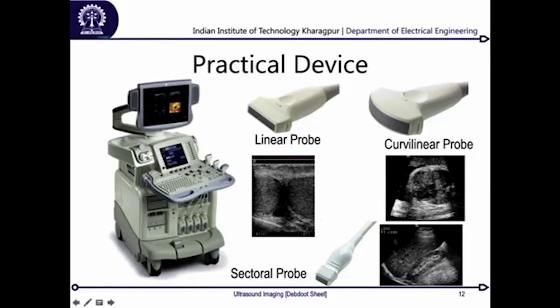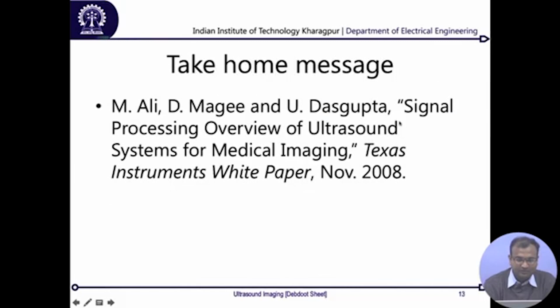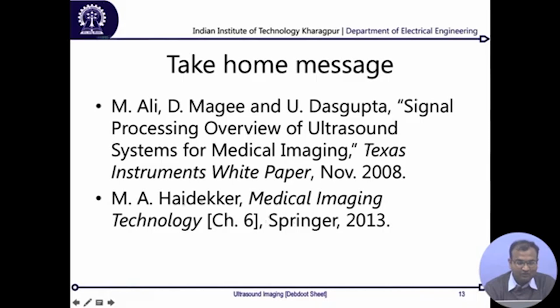So these are some of the commonly used probes which clinicians use, and most of the data and images you would see are from these kinds of probes. For much more detailed reading, you can have a look through this white paper from Texas Instruments, which discusses the whole signal processing overview of ultrasound systems, and you can also look into chapter 6 of this textbook on medical imaging technology, which discusses the actual instrumentation, the clinical attributes and different properties of ultrasound in total. So with that we come to an end to ultrasound imaging, and thank you.